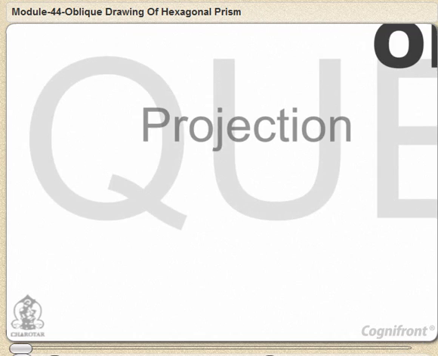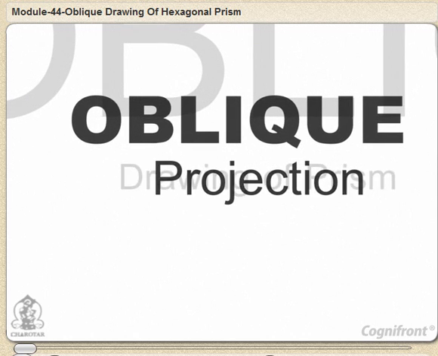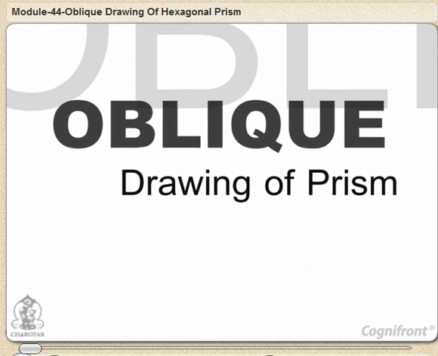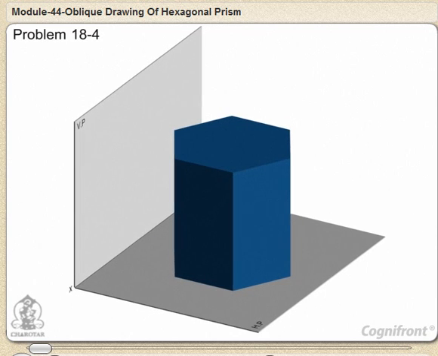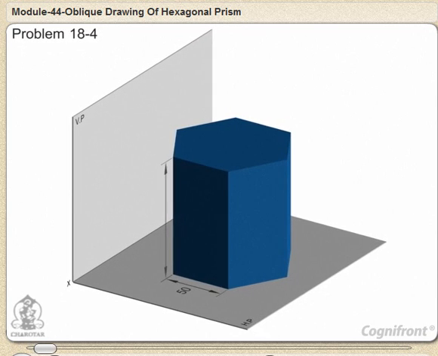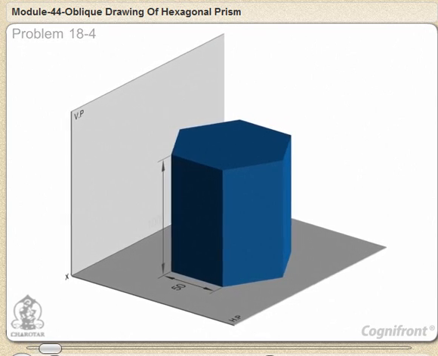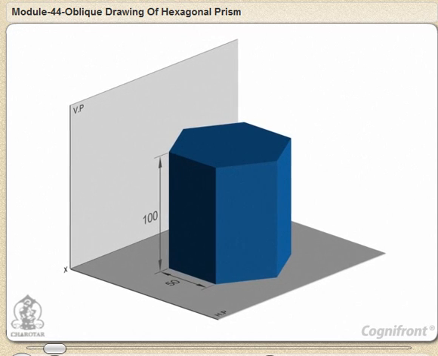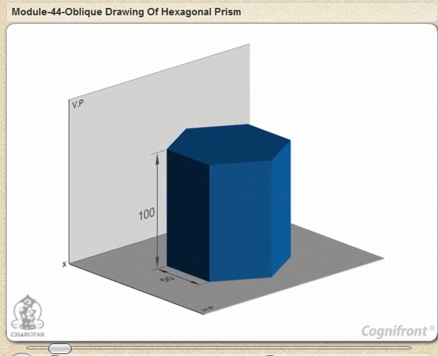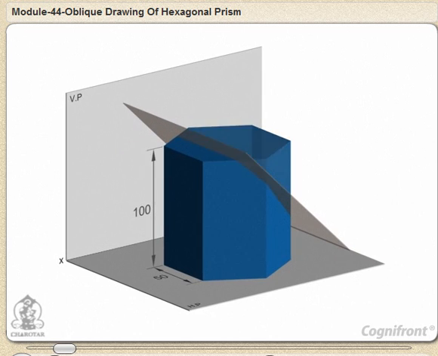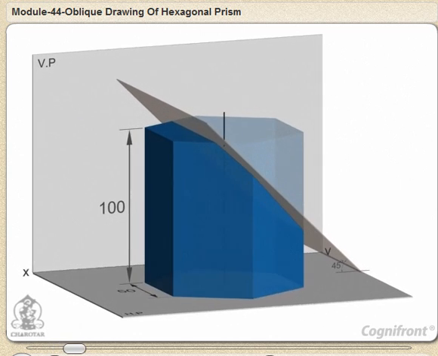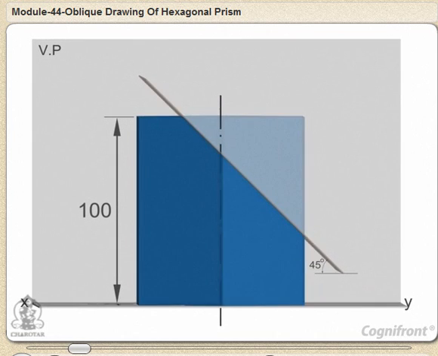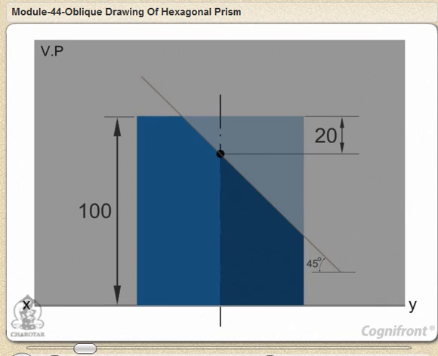Oblique projection. Oblique drawing of prism. Problem 18.4. A hexagonal prism, base 50 mm side and axis 100 mm long, resting on its base on HP, is cut by a section plane perpendicular to VP and makes an angle of 45 degrees with the HP. It passes through a point on the axis 20 mm from its top.